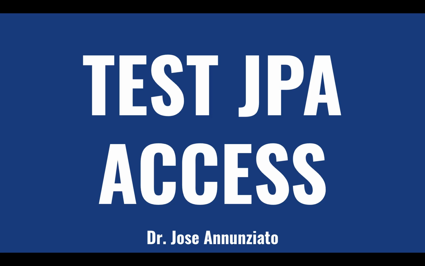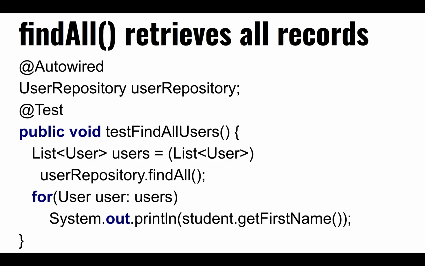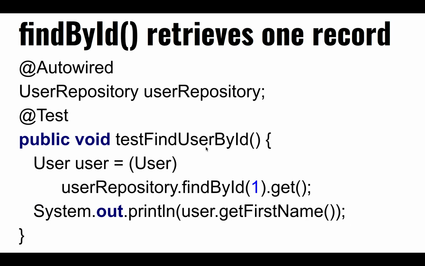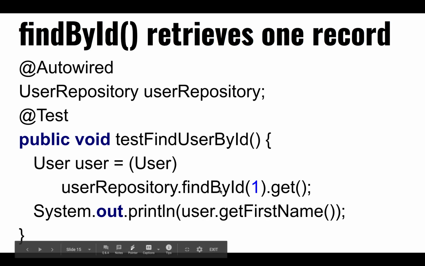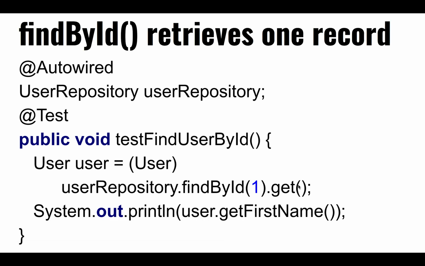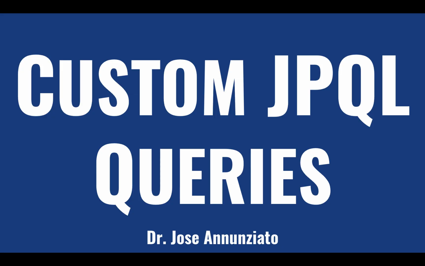And we used the generic find all to be able to retrieve all the records. We had to cast it to the data type we wanted to use. We also saw that we could retrieve individual records as well, and use the get to unwrap the optional wrapper that has our object in there, and then cast it to the right data type.